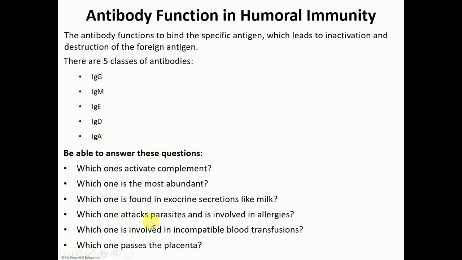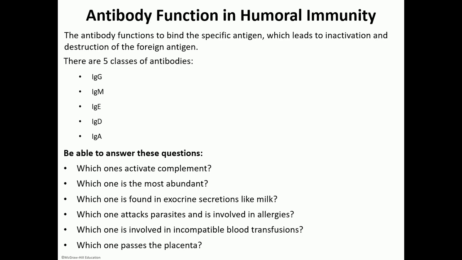Now, which one of these attacks parasites and is involved in allergies? That would be IgE. And which one is involved in incompatible blood transfusions? So that would be the IgM type. Okay, and which one passes the placenta? That is IgG.